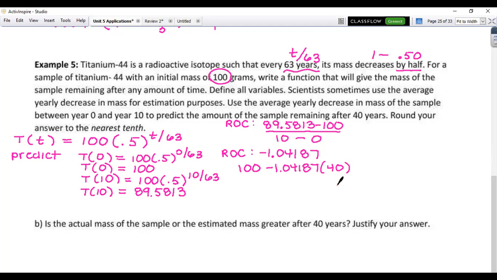All right, so what do we get? So that number times 40. How much is left? Yep, 58.3 grams. Now this is your predicted model, because this is judging by that equation right there. This is what we would call predicted. So now that part's done.